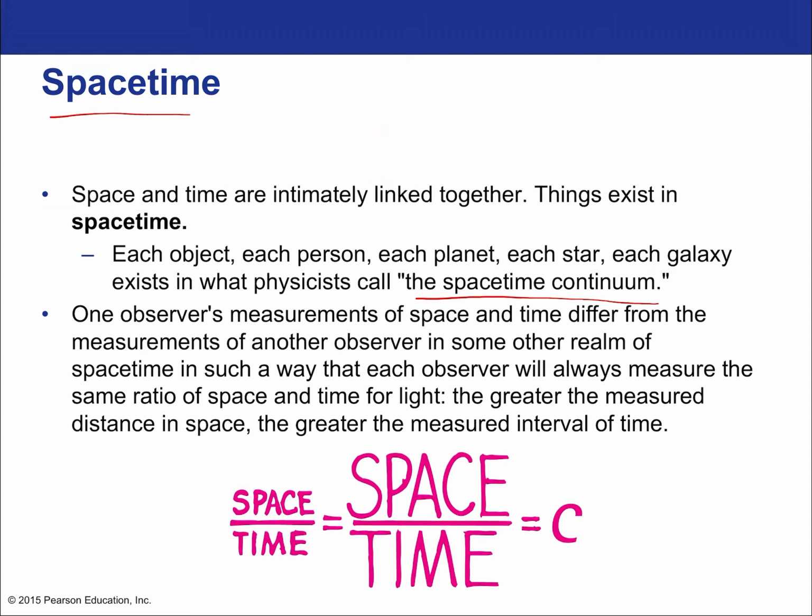Okay? One observer's measurement of space and time differs from the measurement of another observer in some other realm of space-time in such a way that each observer will always measure the same ratio of space and time for light. The greater the measurement in distance in space, the greater the measurement interval of time. Okay? Because the ratio of space over time must always be the same. So if your space is expanded because of your relative motion, okay, then your time is expanded accordingly. All right. So that's the interesting idea about space and time, because the ratio must always be c, because c, the speed of light, photons, represents something universal about the universe.